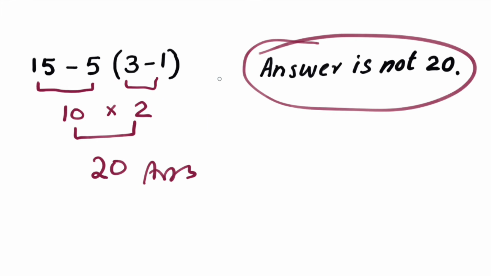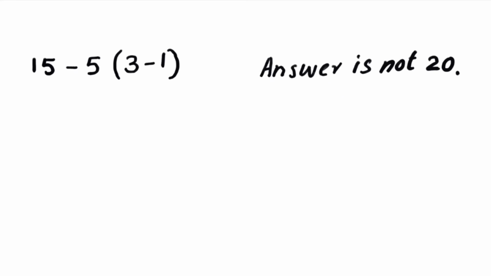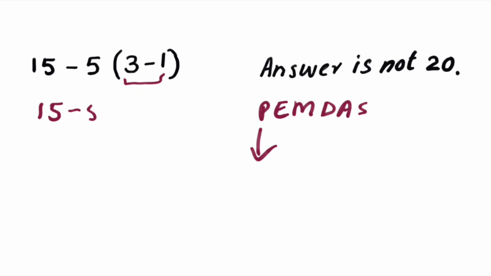But here we have mentioned that the answer should not be 20. So we will solve it again by using the order of operations. According to the PEMDAS principle, first of all, we have to solve the parentheses, and the parentheses have 3 minus 1. So 15 minus 5 times 3 minus 1 becomes 15 minus 5 times 2.